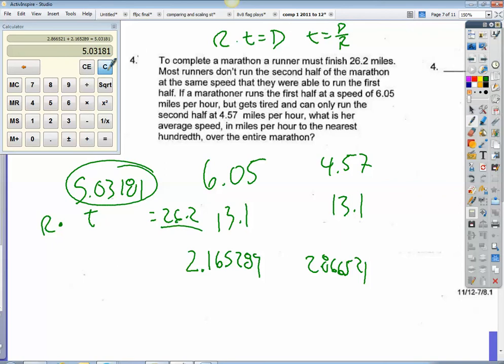So 26.2 divided by 5.03181. And so my average speed is 5 to the hundredth. So it's 5.2, because I rounded to the nearest hundredth, so this is 5.2.